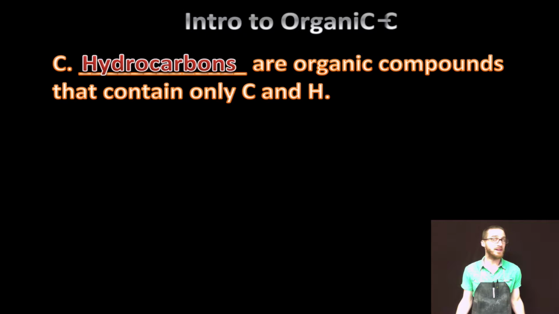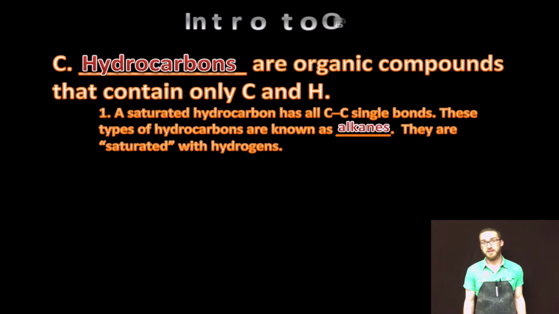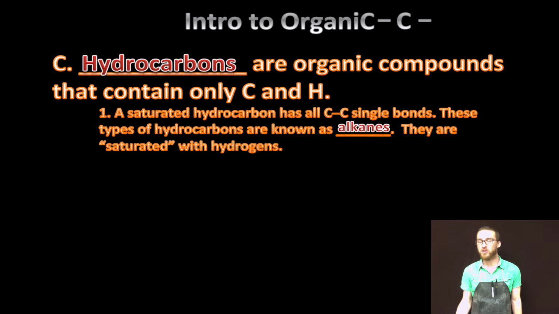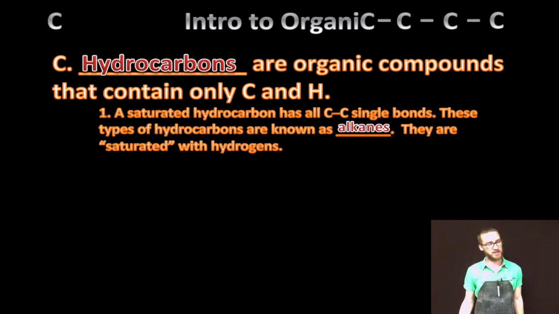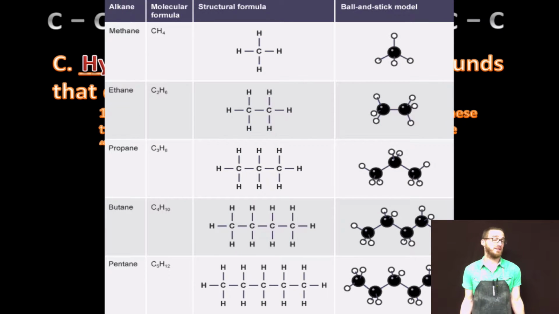Now, if your organic compound contains only carbon and hydrogen, we call those organic compounds hydrocarbons. Do you see what we did there? Merge together hydrogen and carbon. Hydrocarbons. Now, if your hydrocarbon is a chain and all of the carbons are single bonded together and the molecule is completely saturated with hydrogens, we call those types of molecules alkanes. Boom! Take a look at the example of several alkanes on your screen.